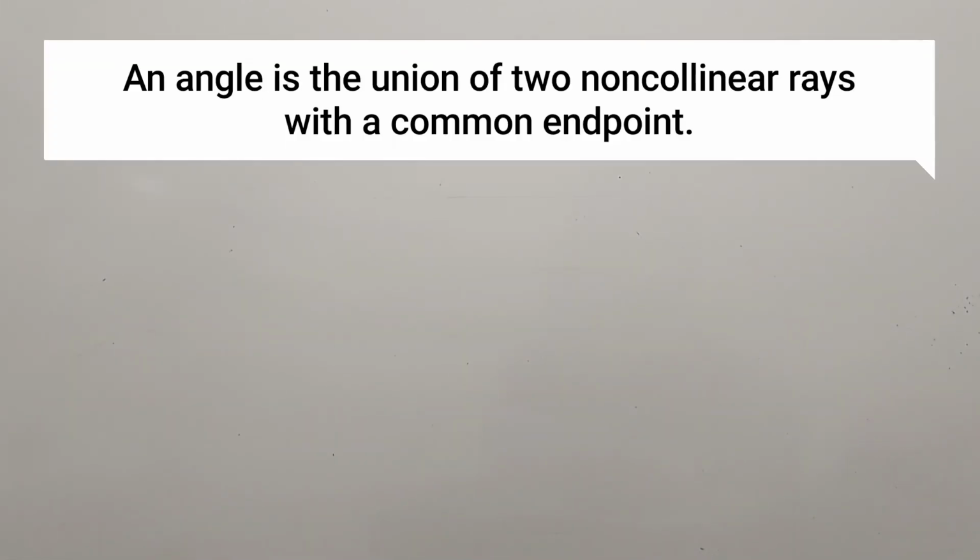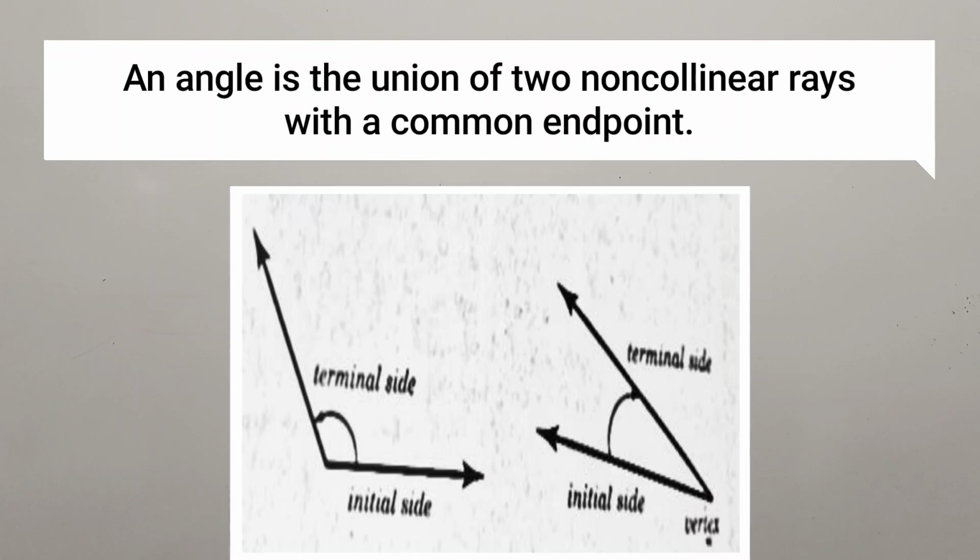This time, we are going to define what an angle is. An angle is a union of two non-collinear rays with a common endpoint. Speaking of an angle, we will be using two rays, and these rays are not collinear, meaning to say they are not moving in the same direction, and these non-collinear rays have the same endpoint.